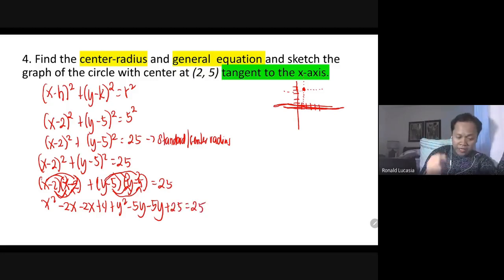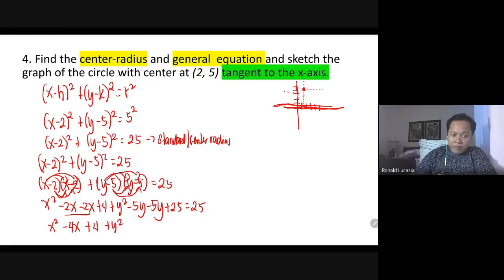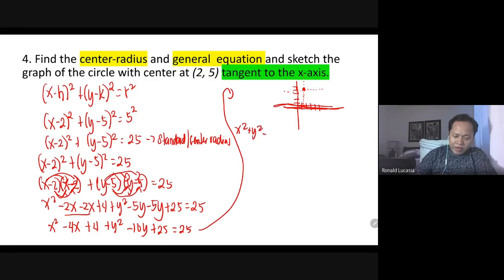Then rearrange the terms. No, combining similar terms first. That's x squared. Negative 2 plus negative 2 is negative 4x. You bring down 4, bring down y squared. Negative 5y minus 5y is negative 10y. Bring down 25 equals 25. Okay? So we'll have now x squared plus y squared minus 4x minus 10y plus 4.